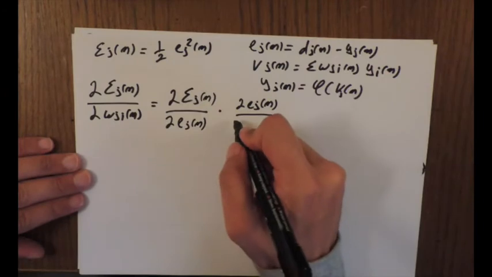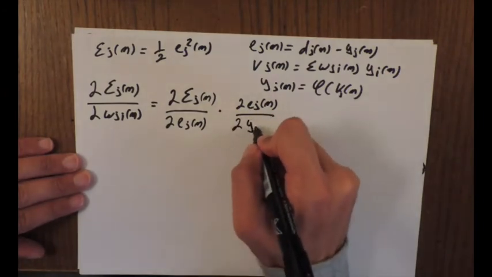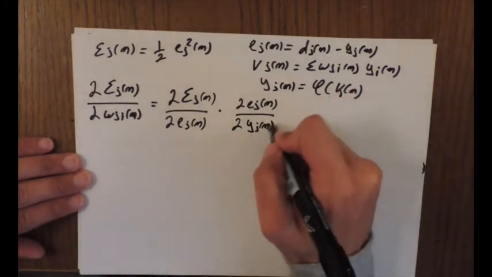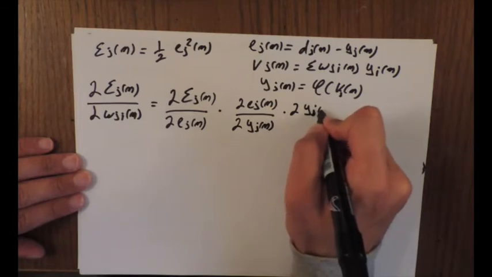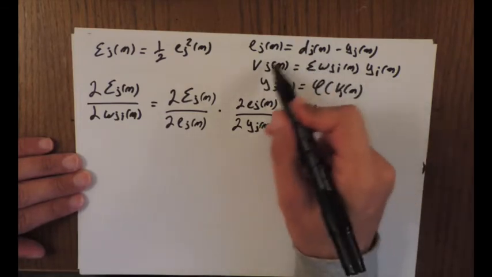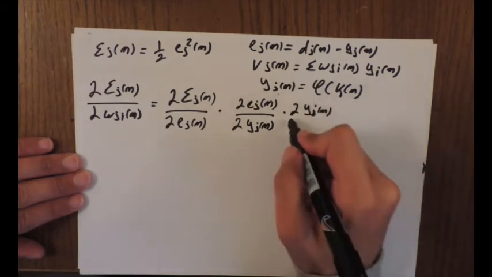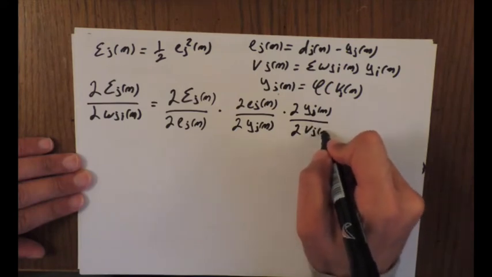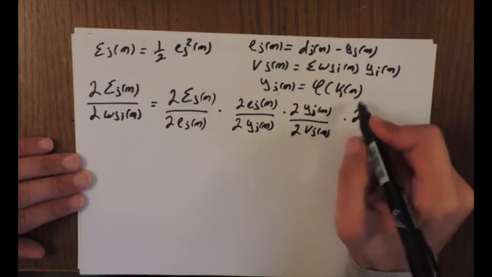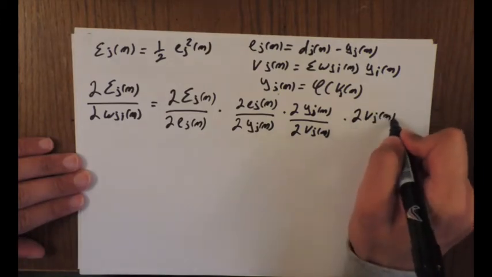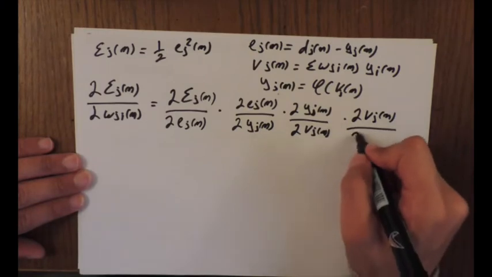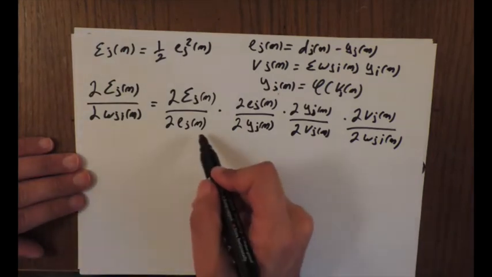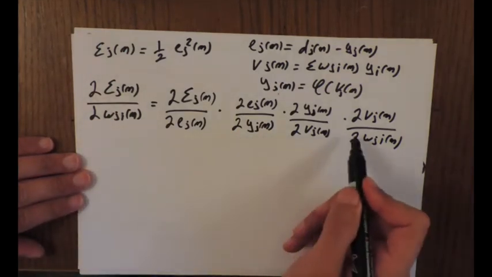So it will be the derivative of Yj(n), and Yj(n) depends on Vj(n). So this will be with respect to Ej(n). And then the last one, the induced field depends on the weight. So now what we need to do is figure out what each of these values constitutes.